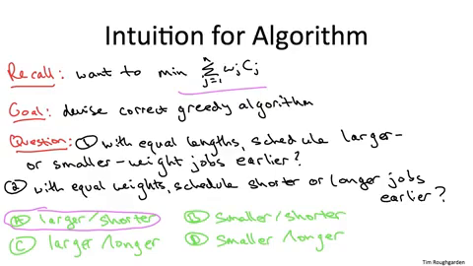If you find this a little unintuitive, I suggest just looking at a very simple example. Two jobs, both have weight 1, one has length 1, one has length 2.